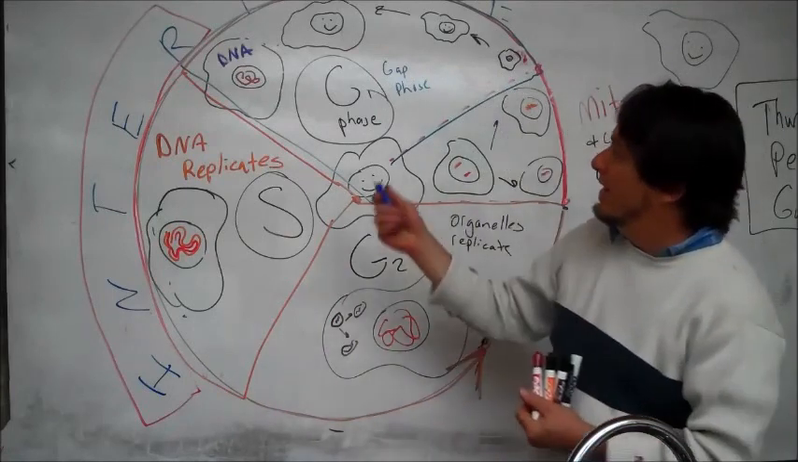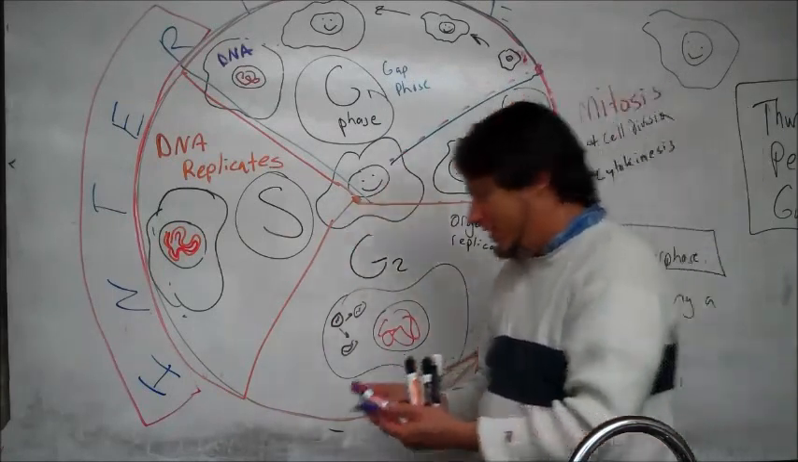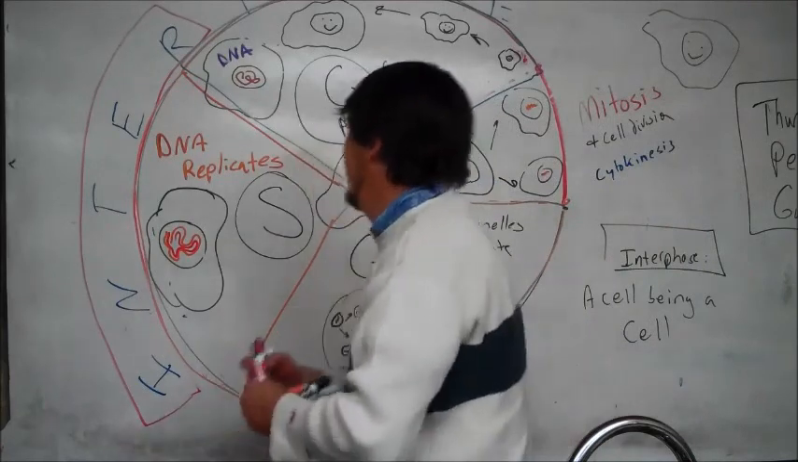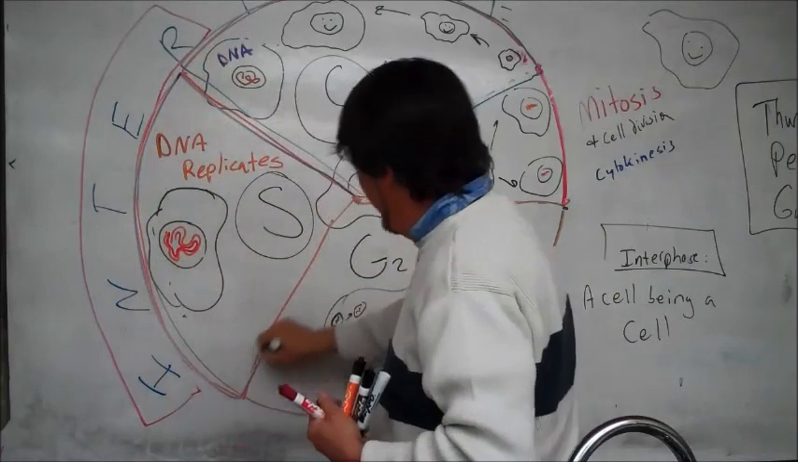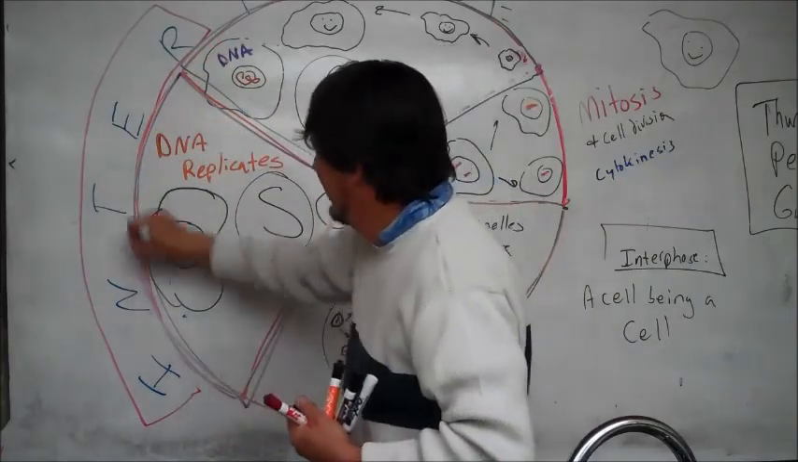And Jimmy's mind is going to turn to reproduction. And Jimmy is going to enter the S phase, where what he's going to do is he's just going to make copies of his DNA. That's pretty much what happens in the S phase.